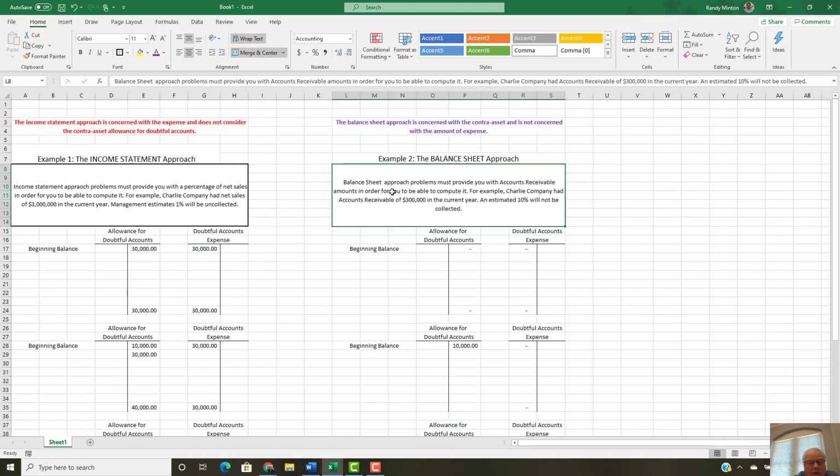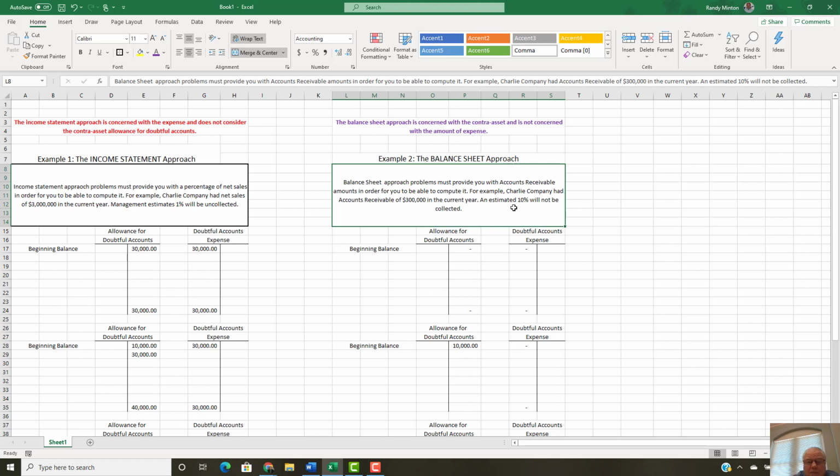Now let's flip over here to the balance sheet approach. And I know I'm going through this rather quickly, but the overhead on these things is so high when you start to render them that it takes a long time to render, and the longer you spend on one of these, the more difficult and time consuming it is to render.